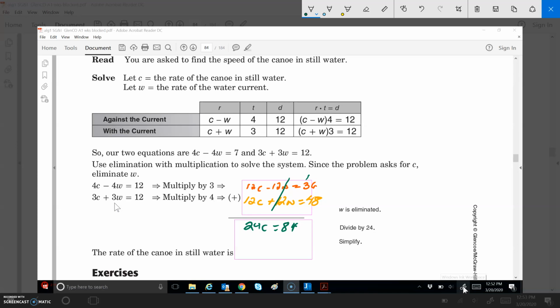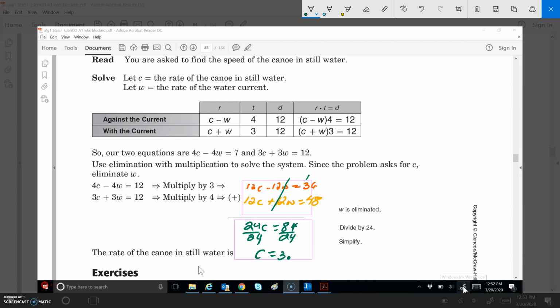Maybe just double checking my math here. Okay, we're good. Now divide by 24. So the canoe, C, we want to know the rate of the canoe, and that is our C, so we don't have to plug it back in. So let's grab our calculators and do 84 divided by 24. I know that doesn't go into it nicely, but it's 3.5.